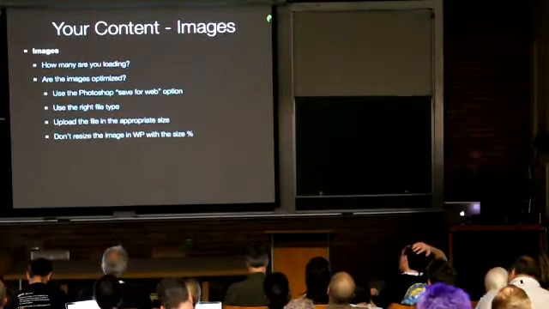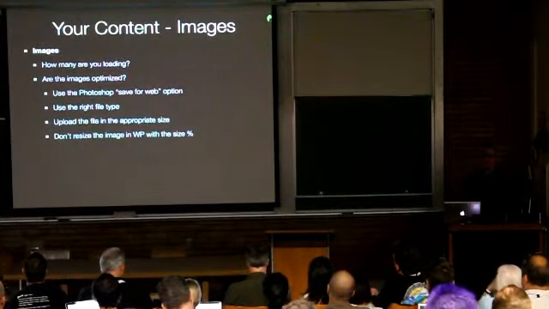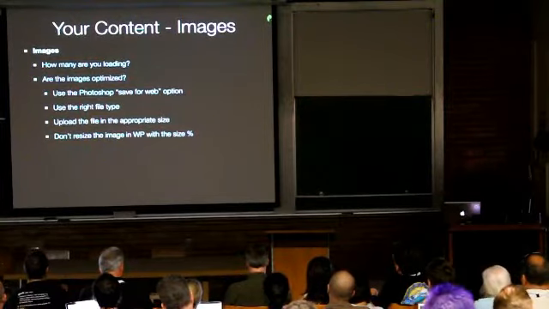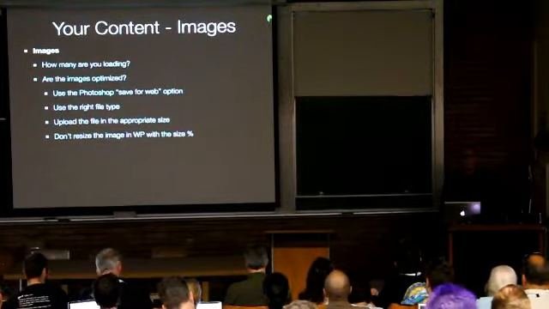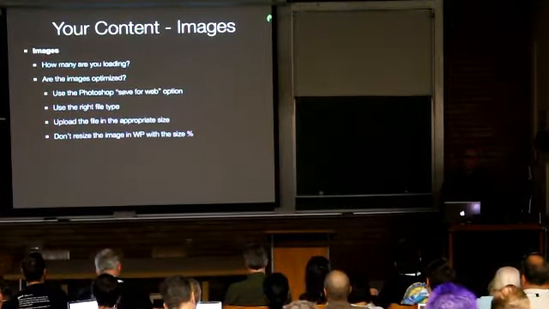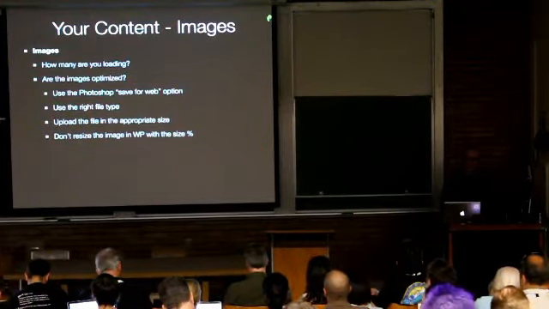So, optimizing your images. Photoshop has a save to web option. If you're using Photoshop, I suggest you use the save to web option. If you don't have access to that, there's other facilities that you can upload your images to through some of these sites. They'll optimize it and send it back to you, right? So you can download it from there.